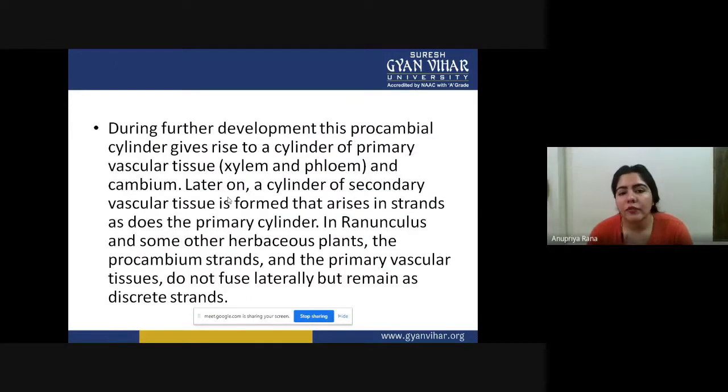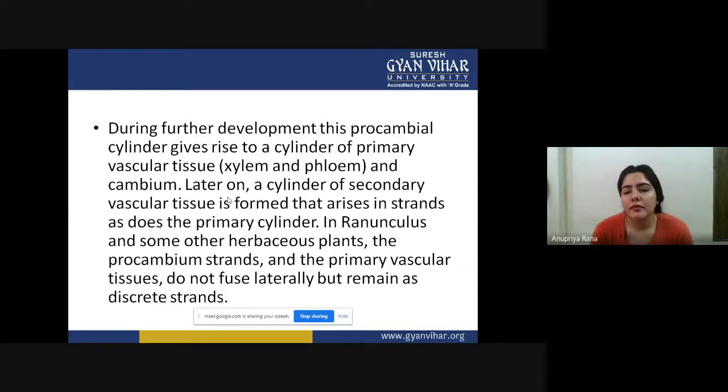So now, during further development, the procambial cylinder gave rise to a cylinder of primary vascular tissue, that is xylem and phloem, and cambium. So when the procambial cylinder develops, it forms three things. First, the primary xylem and primary phloem, and second, the cambium. So collectively these three things, but in total one vascular tissue and one cambium tissue will be formed by the procambial activity.